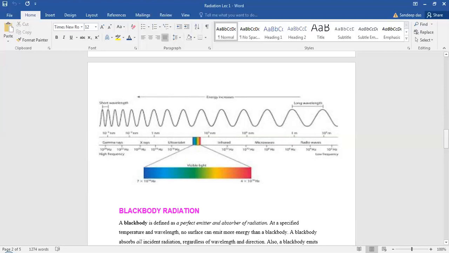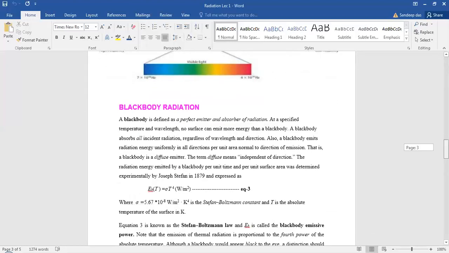Let's talk about black body radiation. What a black body means. A black body can be defined as a perfect emitter and absorber of radiation. What do you mean by perfect emitter and what do you mean by perfect absorber? By the term perfect emitter, what we mean to say is no surface can emit more energy than a black body at a specified temperature and wavelength.